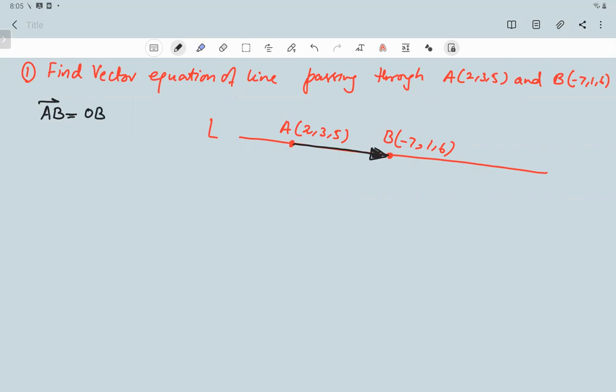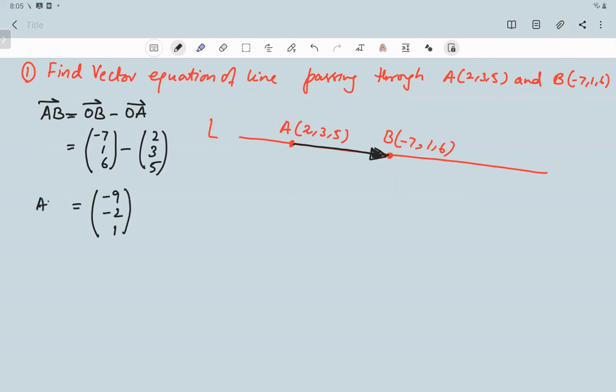AB is equal to OB minus OA. OB, when written in column vector form, turns out to be (-7, 1, 6), and then A is (2, 3, 5), so AB becomes equal to (-9, -2, 1). So AB will act as a direction vector for me. O is the reference point, and I will use A as my fixed point and P as my general point, okay?